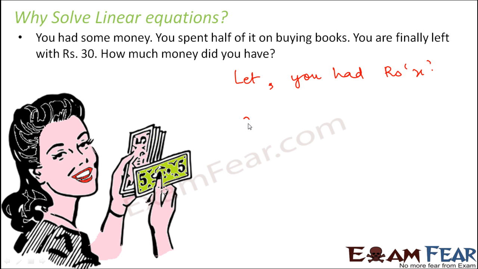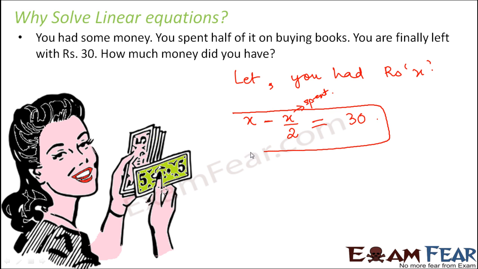Now as per this question, you had x money, and how much money did you spend on buying books? Half of x, that means x by 2. And how much money are you left with? That would be nothing but x minus x by 2, because x by 2 you have spent. So let's say you have 10 rupees, so you have spent 5 rupees, that means 10 minus 5 is what you will be left with. Similarly here, you had x money, you spent x by 2, so you should be left with x minus x by 2. And in the question it is given that the money that is left is equal to 30.